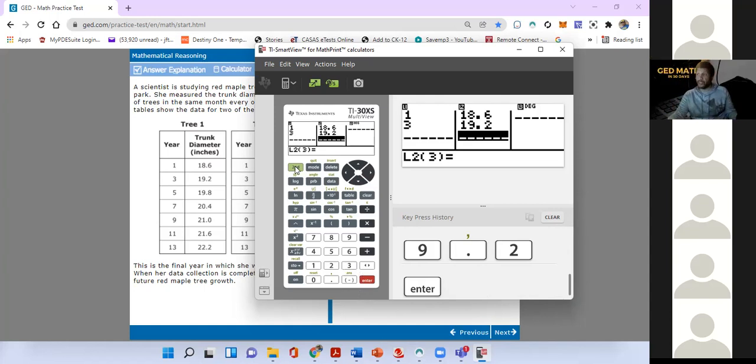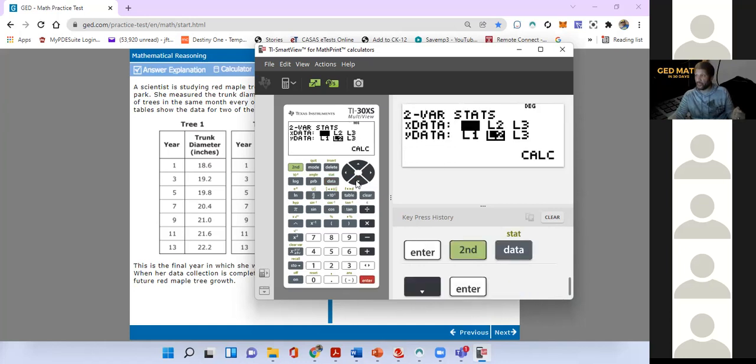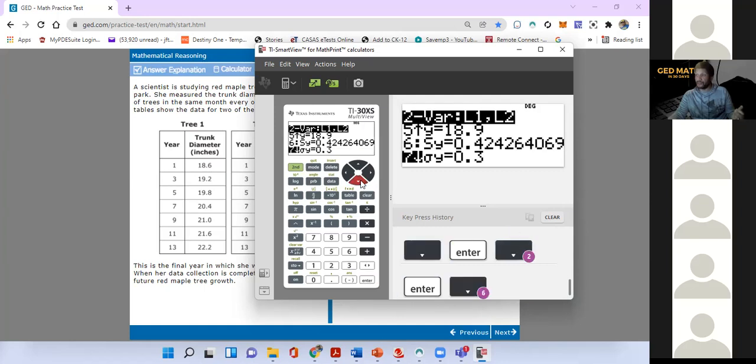Now all we got to do is second data, 2 variable, calculate, and then look for A and B. Go to the 2 variables. So hit your down arrow to 2 variables, hit enter, and then go down to calculate and hit enter. And then you're going to hit your down arrow until you see a lowercase a and a lowercase b.